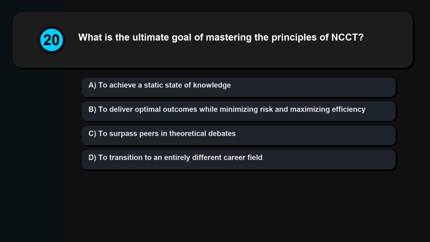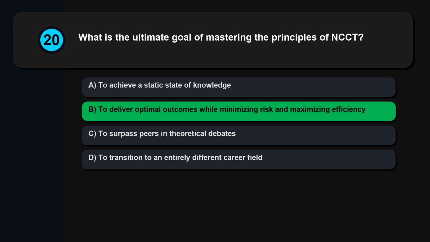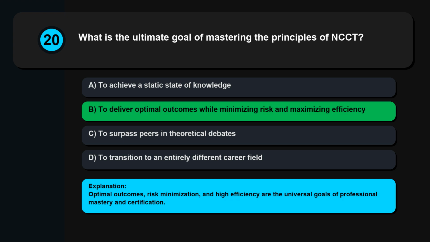Question 20. What is the ultimate goal of mastering the principles of NCCT? To achieve a static state of knowledge, to deliver optimal outcomes while minimizing risk and maximizing efficiency, to surpass peers in theoretical debates, to transition to an entirely different career field. Optimal outcomes, risk minimization, and high efficiency are the universal goals of professional mastery and certification.